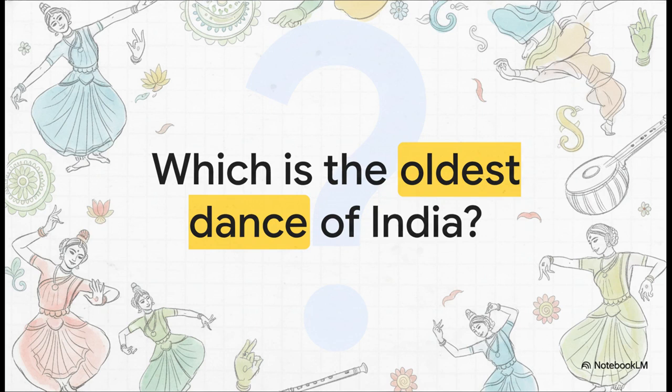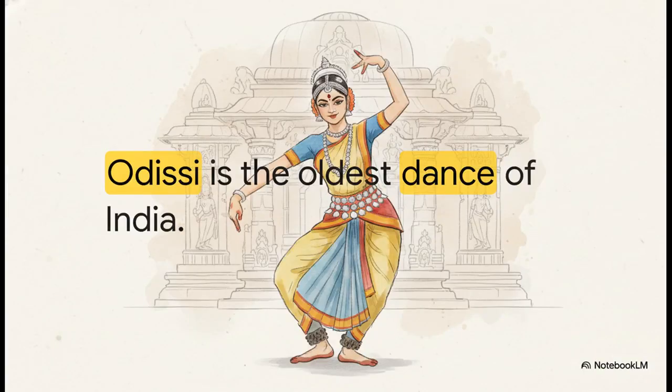Moving right along to our next historical milestone, do you happen to know which is considered the oldest dance of India? Well, if you guessed Odissi originating from the eastern state of Odisha, you are absolutely correct according to our 2026 exam guide. It's this beautiful, ancient form of expression that has survived and evolved over countless generations.